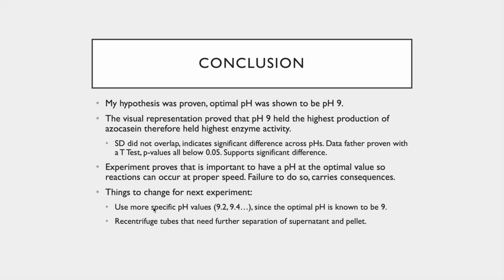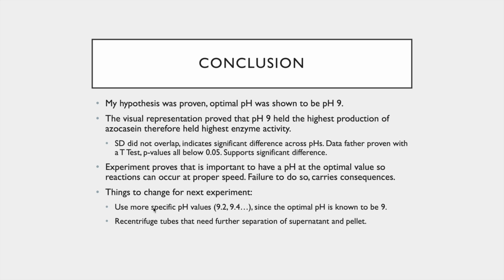If I were to change something for the next experiment, I would test more specific pH values. Now that I know that the optimal pH value is at 9, I could use this and look at what decimal value of 9 holds the most enzyme activity. This would allow my data to show a more precise pH with the highest possible rate of enzyme activity. The pH range in this experiment is too broad, and having a more specific number can yield more accurate data.